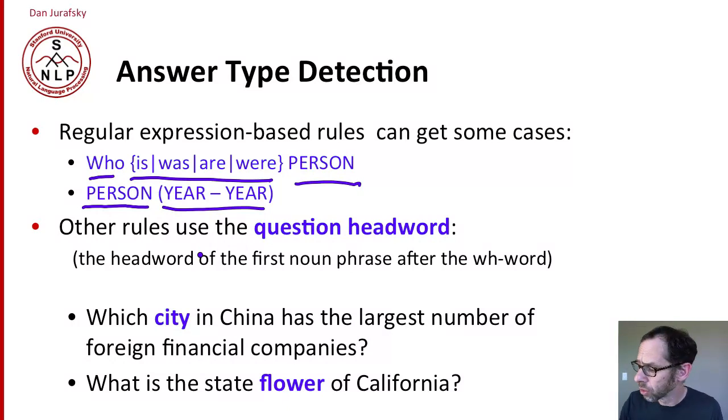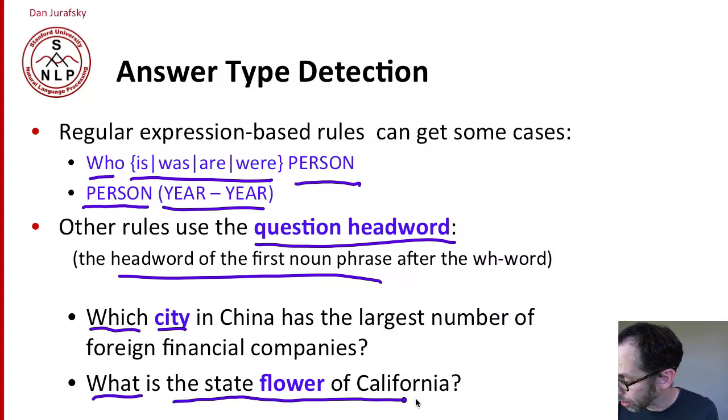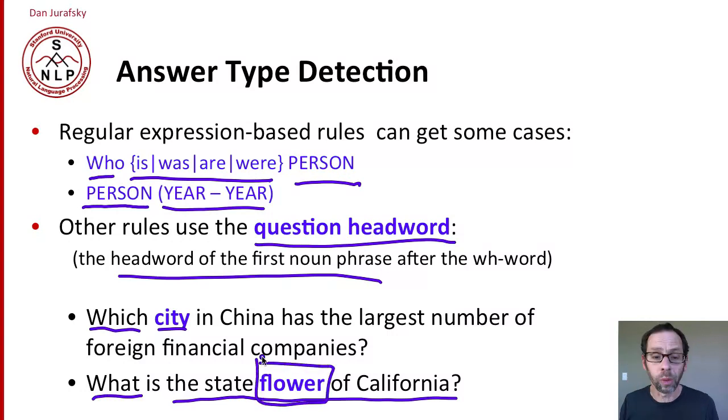In other kinds of rules, we're going to be using the question head word, and the head word is generally the head of the first noun phrase after the WH word. So here we have WH word which, and then the head word is city, or here we have a WH word what, and here's the noun phrase, the state flower of California, and its head is flower. So this head word often will tell us a lot about the answer type. This tells us that we're looking for city, and this tells us we're looking for a flower.